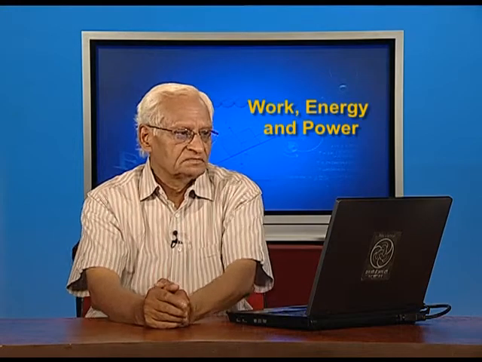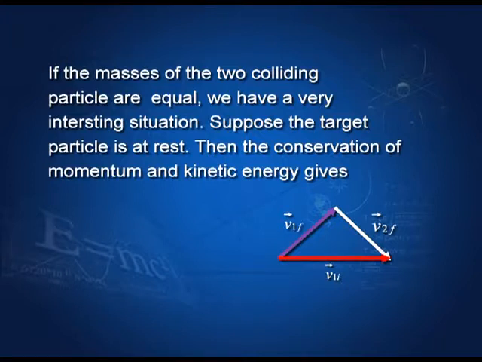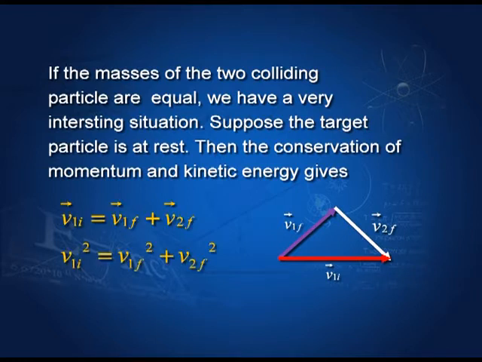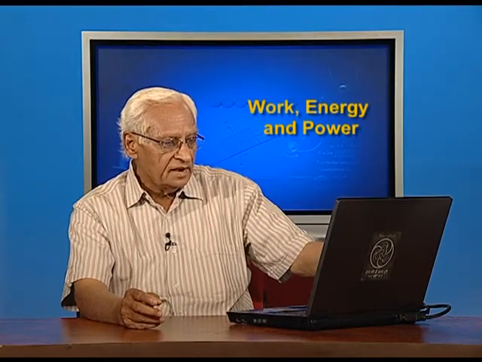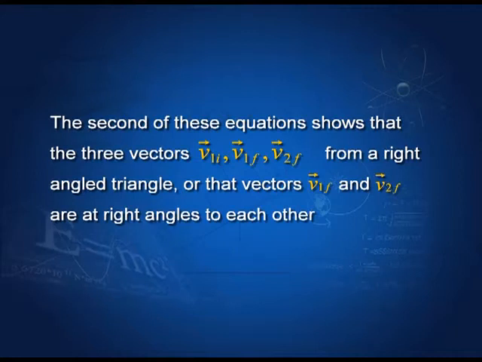An interesting case is this: if the masses of the two colliding particles are equal, we have a very interesting situation. Suppose the target particle is at rest, then the conservation of momentum and kinetic energy gives these two equations: v1i equal to v1f plus v2f. Because the masses are equal, they have been removed. The kinetic energy of the first particle is v1i squared, and of the particles after collision v1f squared plus v2f squared. And just look at the second equation.